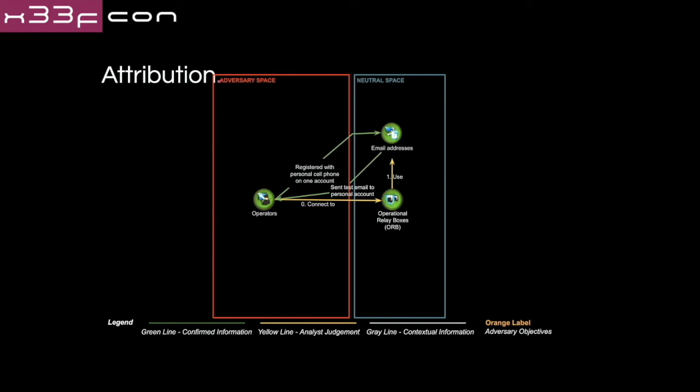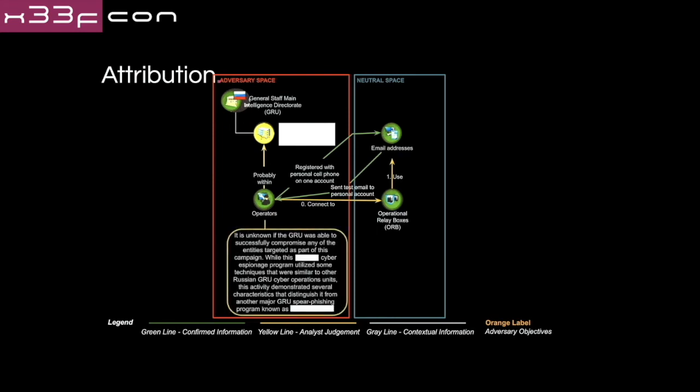Using this information, the NSA was able to link it with a cyber organization within the GRU, or the General Staff Main Intelligence Directorate of Russia. There is also a quick description that it is unknown if the GRU was able to successfully compromise any of the entities targeted as part of this campaign, while this cyber espionage program utilized some techniques that were similar to other Russian GRU cyber operations units.